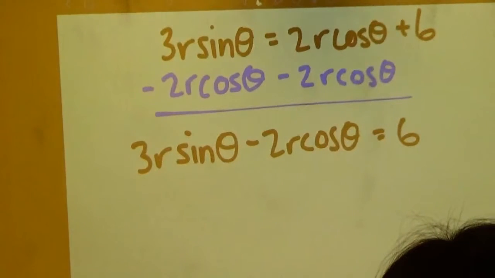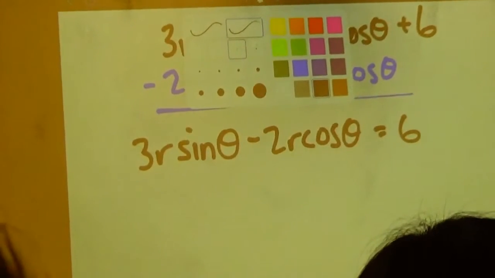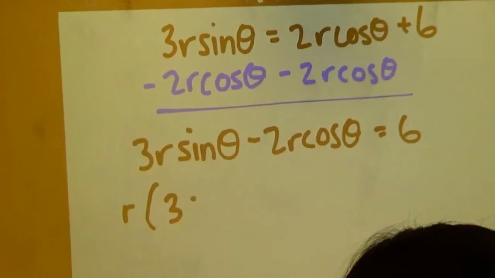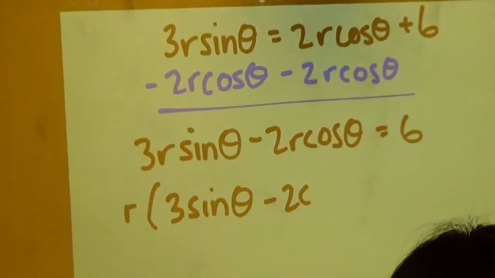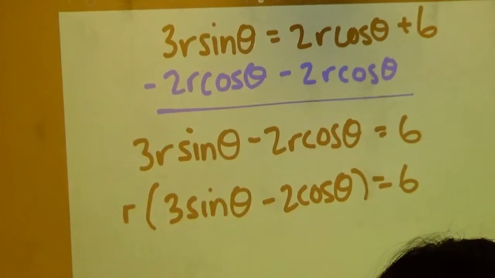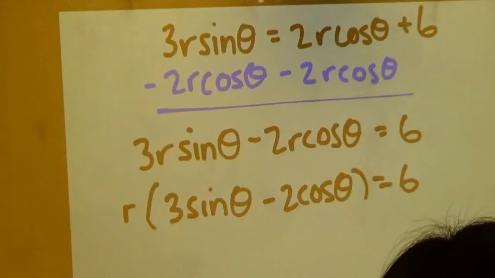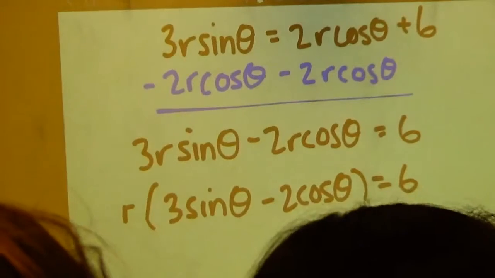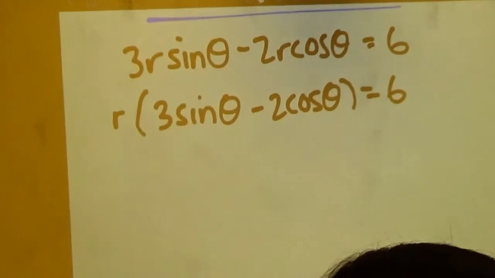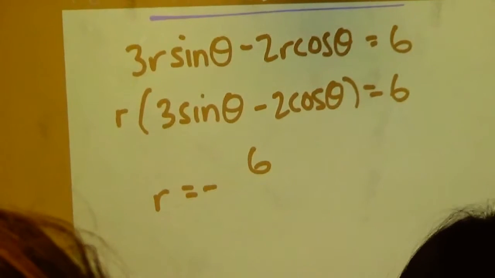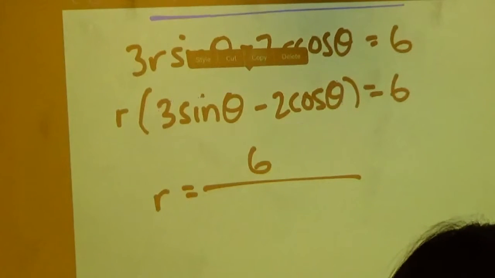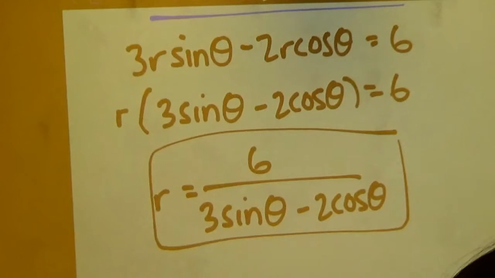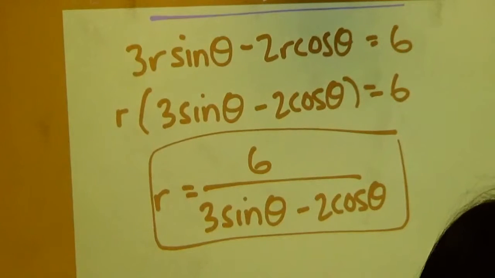Now, what can I do to get R by itself here? Alright, if I divide by R, what am I really doing? Factor it down, all. There we go. Factor out R, I've got all that jazz inside. Equals 6. Yay. How do I get R by itself? R equals 6 over what? There we go. Now we're thinking. That's the answer.